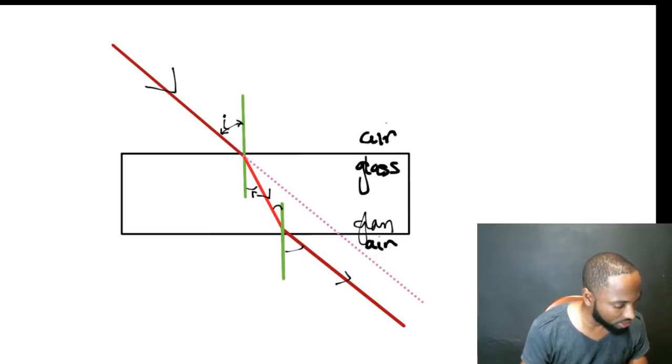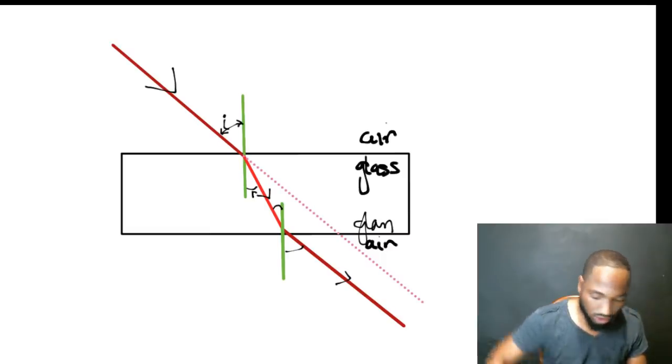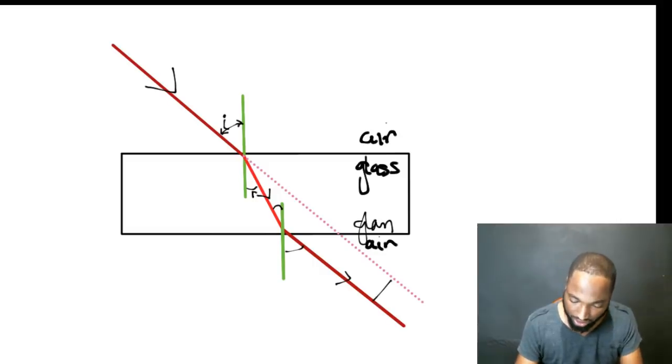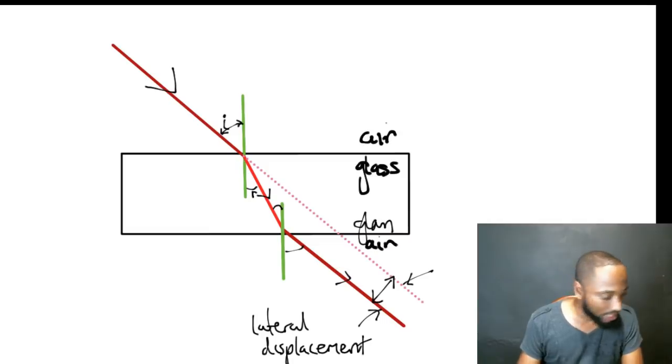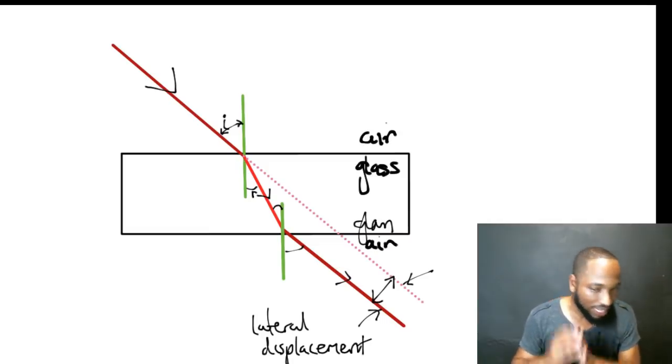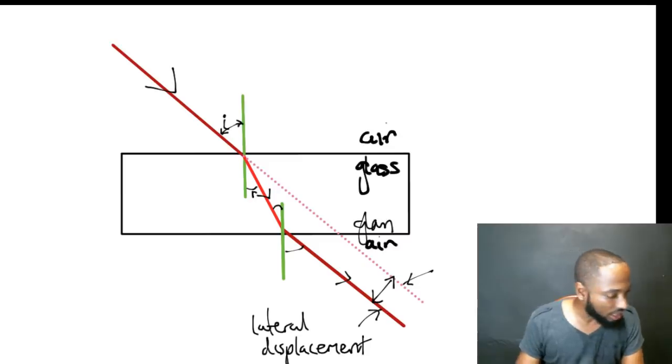Oh, by the way, there's a term here to explain the difference between what happened here. What is that term? Lateral displacement, right? So just keep that in your back pocket in case they want things from your back pocket. Lateral displacement. Then we can move on into Snell's law.